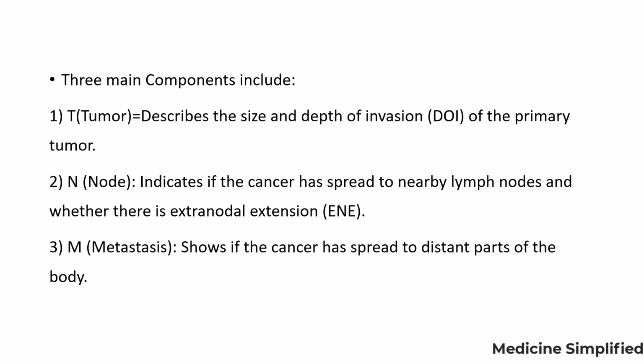There are three main components of TNM staging. First one is T, tumor, which describes the size and depth of invasion of the primary tumor. Second is N, node, which indicates if the cancer has spread to nearby lymph nodes and whether there is extranodal extension. Third one is M, metastasis, which shows if the cancer has spread to distant parts of the body.